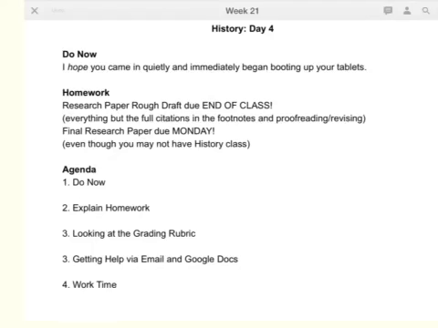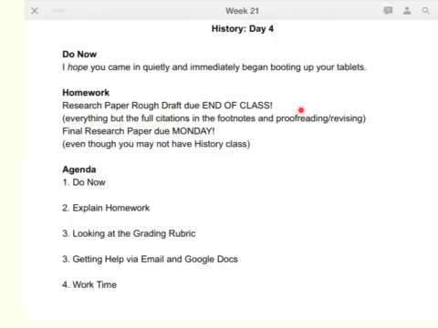Let's talk about homework first. If you look at this homework list, you'll see that, first of all, the basic due dates haven't really changed. The research paper rough draft is still due at the end of class today. And remember what a rough draft means. It means everything but the full citations and the footnotes. You can leave your footnotes just source A, source B, source F, source D, and proofreading and revising.